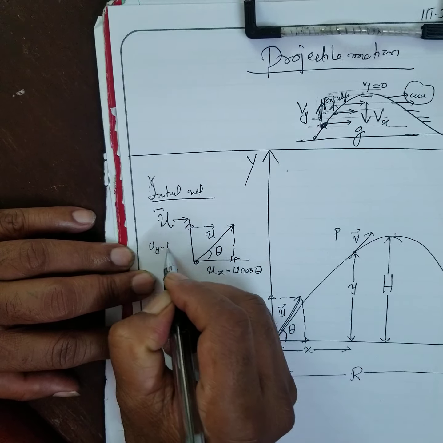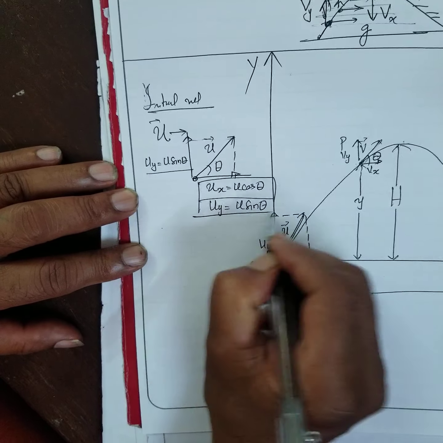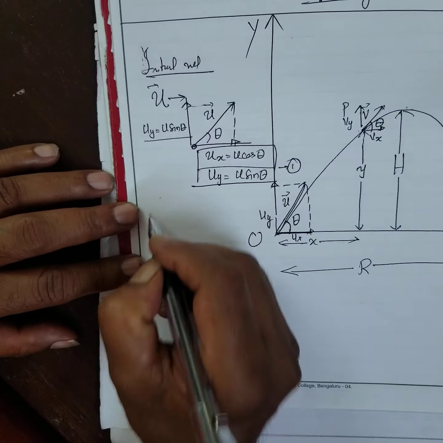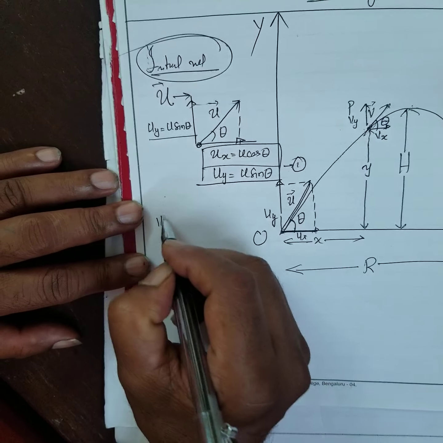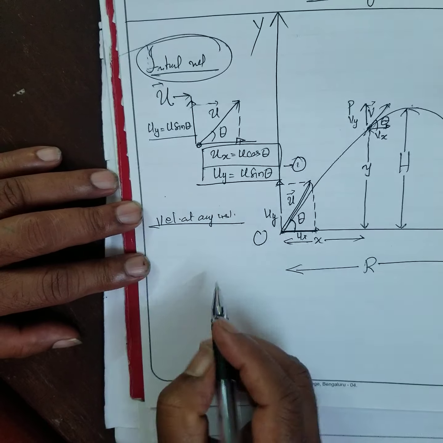Now again here also resolve into two mutually perpendicular components, Vx and Vy. Theta remains the same. This is the velocity at any instant, right? Here we have Ux is u cos theta and Uy is equal to u sin theta. Now we got these two components, the first equation. Initial velocity is over. Next, the velocity at any instant, that is v.